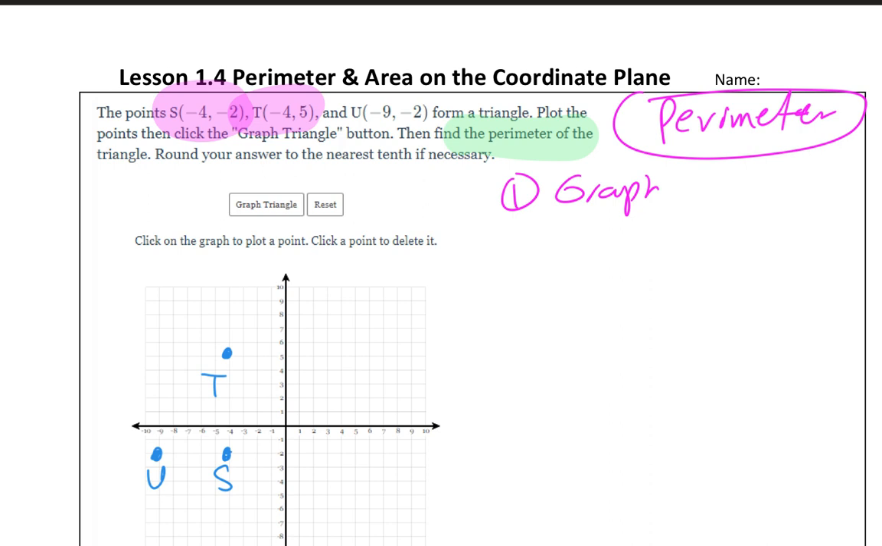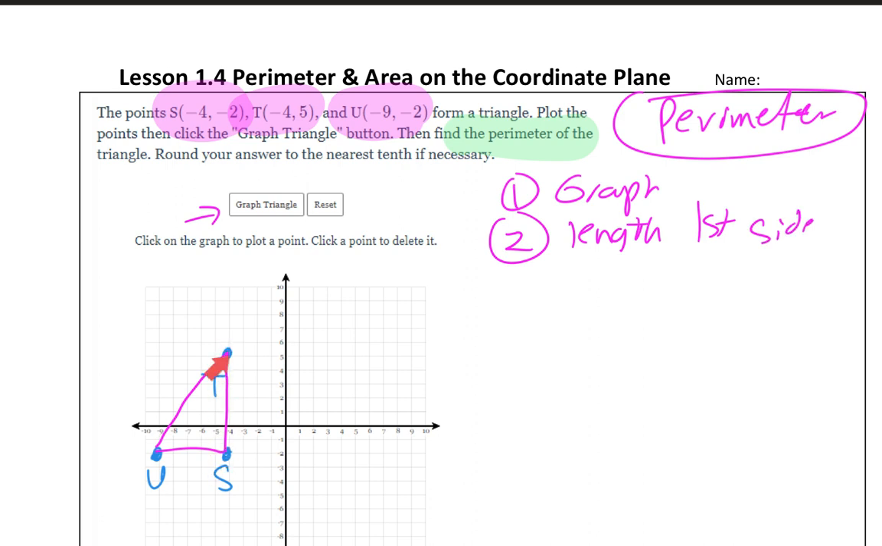Okay, so we remember that we're going to go in order as far as graphing those. So let's go ahead and graph those in order. After we push that graph button, it connects them. So we're going to say STU, right, and then connect it. All right, so next step is we need to calculate all sides, starting with the length of the first side. Let's say the first side is ST.